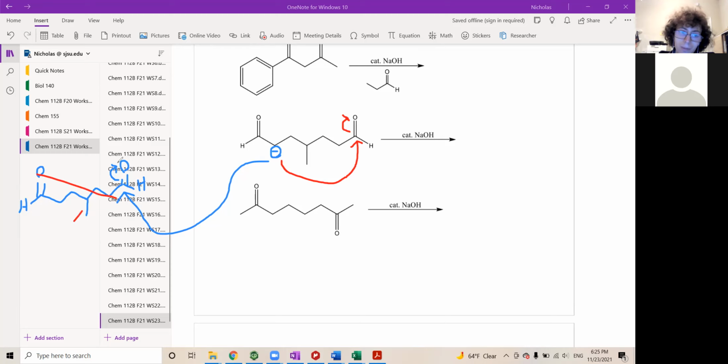It might be good to be aware that this probably will happen a little bit, but it's not going to be preferred over the red one because the red one happens faster. So remember, intramolecular is faster than intermolecular every time.